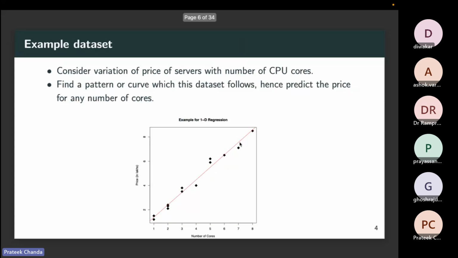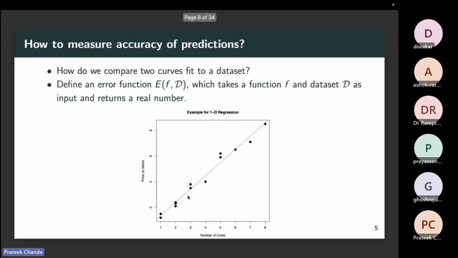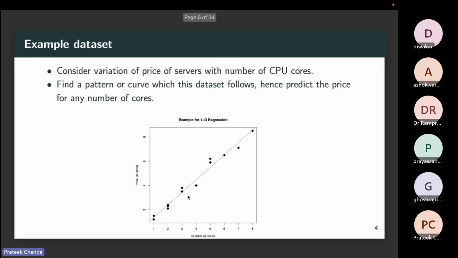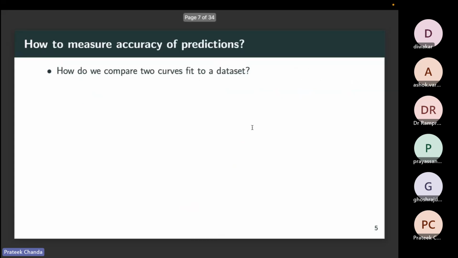There might be many possible fits also. Say this is one fit. I think it's not showing in the graph, but you can join all the points in a curved fashion, for example, and that can be another fit instead of a linear fit. So how do you compare which fit is good for your data set?